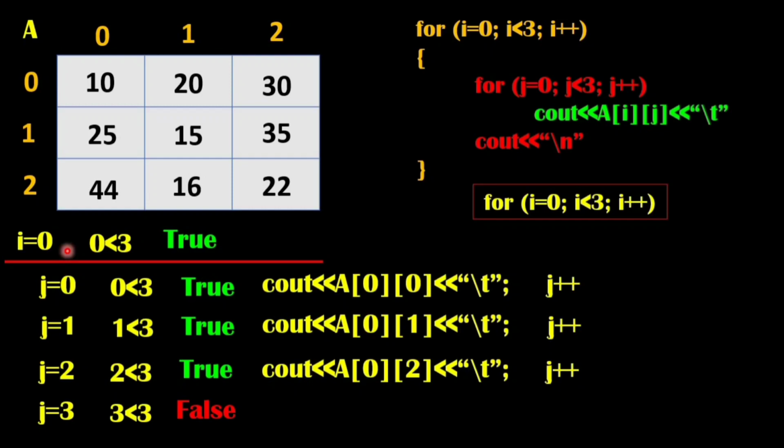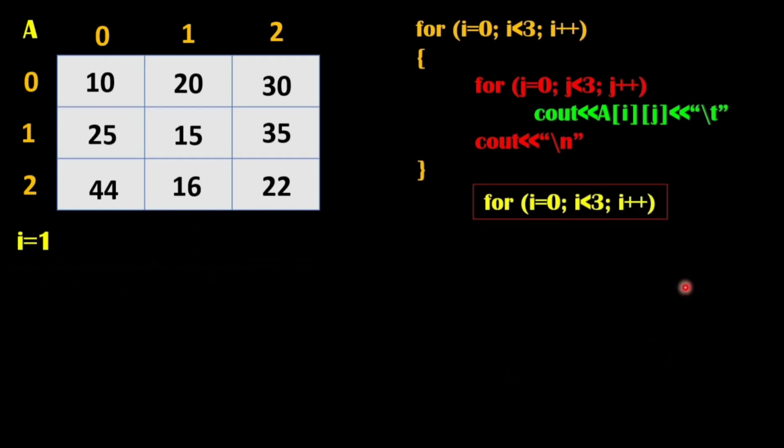So the next statement is cout slash n. We know that we have already printed the elements of the first row, 10, 20, 30. The next element should be printed in the next line, so we are giving a slash n, so that all the elements of the next row will be printed in the next line. After that it will go back to the i loop. So the i value will be incremented by 1. So i becomes 1 now. i is 1. 1 is less than 3. That is true.